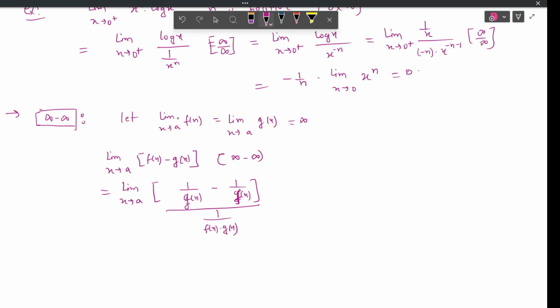Now our limit x tends to a, f of x and g of x are infinity. So 1 by infinity is 0, 1 by infinity is 0. So this is 0, and 1 by infinity is 0. So 0 by 0 form. So now our function reduces to 0 by 0 form. Now you can apply L'Hospital rule here.